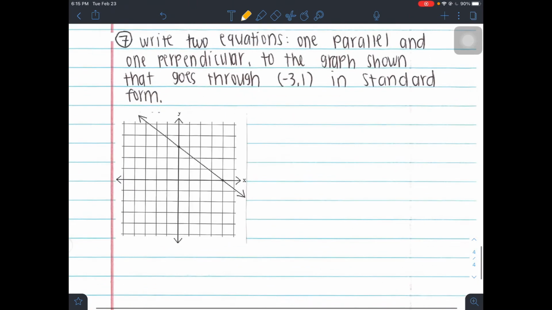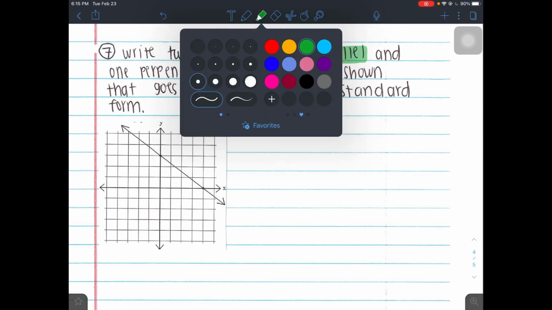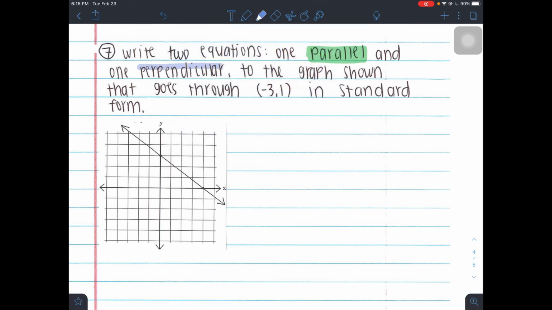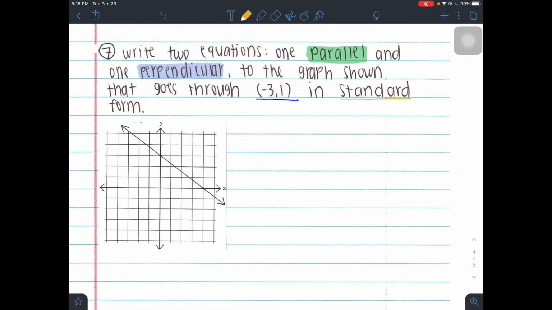All right, moving on to our very last problem in the notes. Write 2 equations, one parallel and one perpendicular to the graph shown below. It has to go through the point -3, 1, and we want it in standard form. So there's a lot of stuff happening here. The first thing we want to note is we want a parallel equation, and we want a perpendicular equation. So they want us to create 2 equations, so we're going to have to do 2 problems here pretty much. And we want it to go through the point -3, 1, and we want it in standard form.